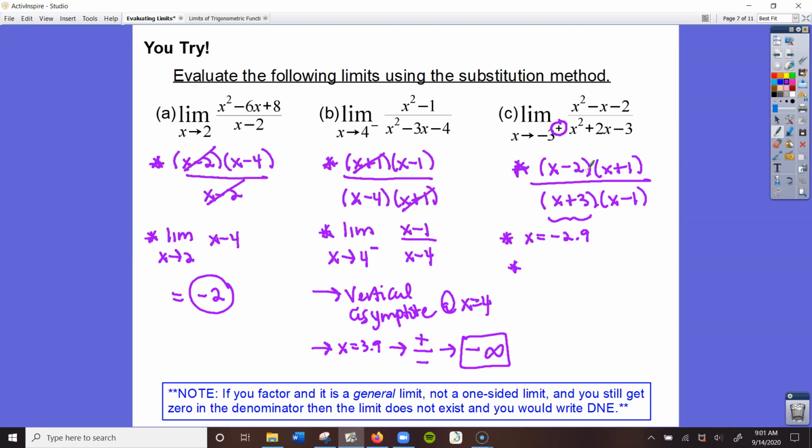If I plug in negative 2.9 into this first factor, we would get negative 2.9 minus 2, which is a negative number. If I were to plug in negative 2.9 into x plus 1, I would get another negative number. In the denominator, if I were to plug in negative 2.9 into x plus 3, I'd get a positive number. And if I were to plug it into x minus 1, I would get a negative number. Now overall, in the numerator, a negative times a negative is a positive, and in the denominator, a positive times a negative is negative. And once more, because I have a positive divided by a negative, that means that my answer is negative infinity.